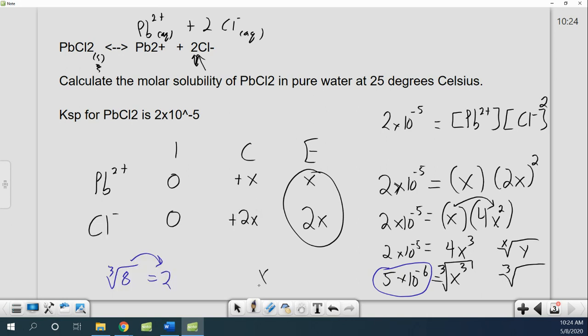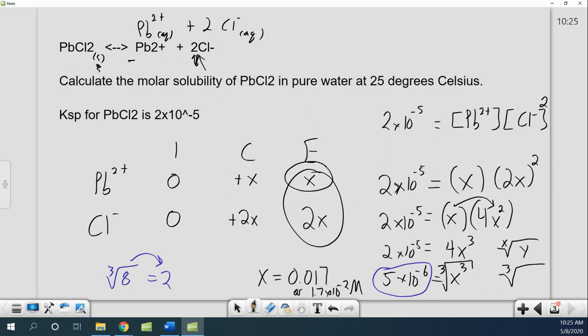And it turns out that x is 0.017. Or if you like scientific notation, 1.7 times 10 to the negative 2. And so that's actually going to be our molar solubility. That's what x is. That's going to be our solubility per single mole. So you can see that Pb changes 1 mole at a time. So that's our molar solubility.